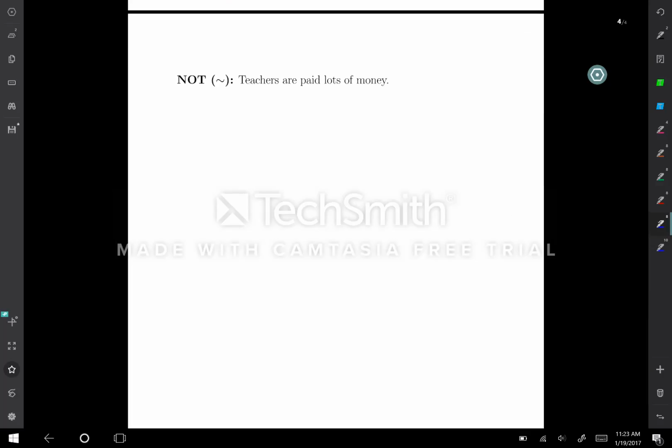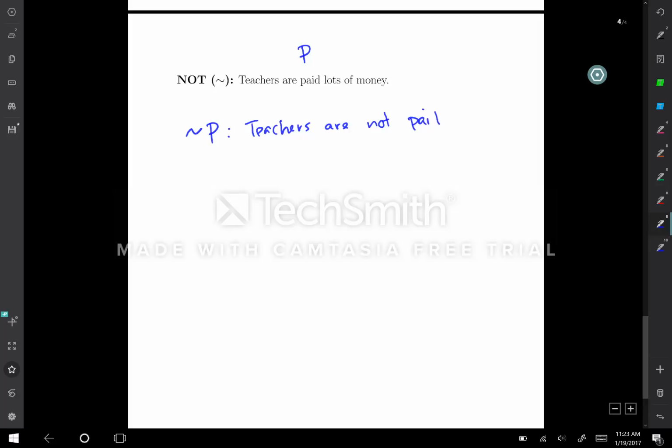Lastly, we're going to look at not, the negation of a statement. So perhaps here we have the statement, teachers are paid lots of money. That would be our statement P. So not P would be the statement, teachers are not paid lots of money.